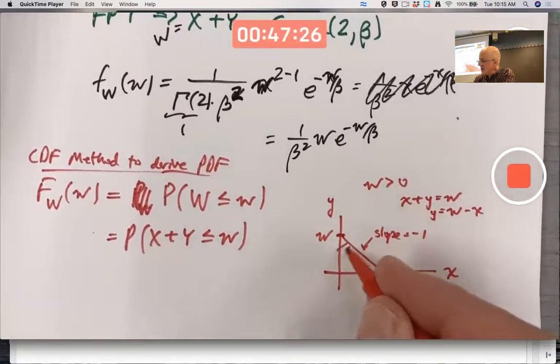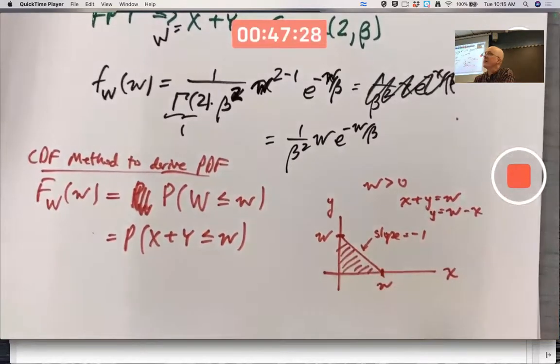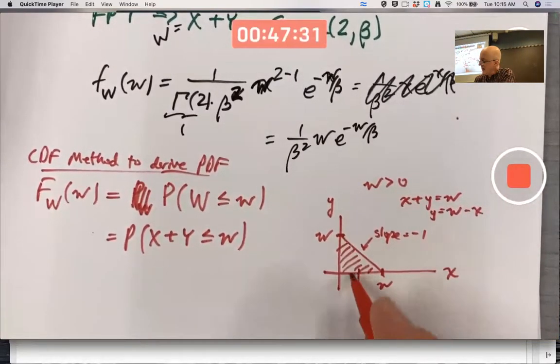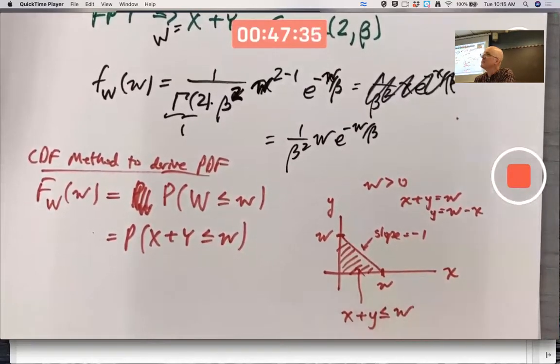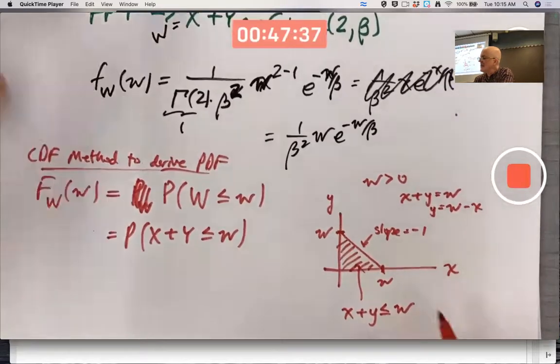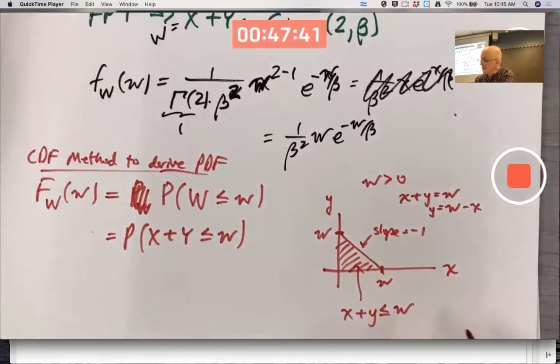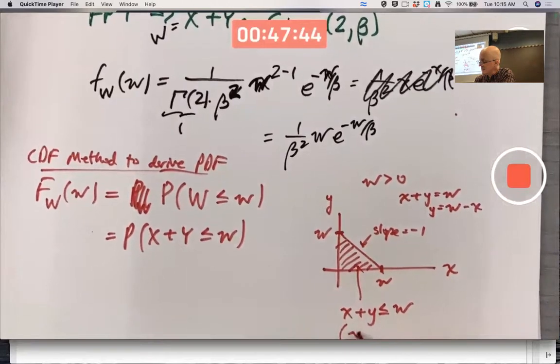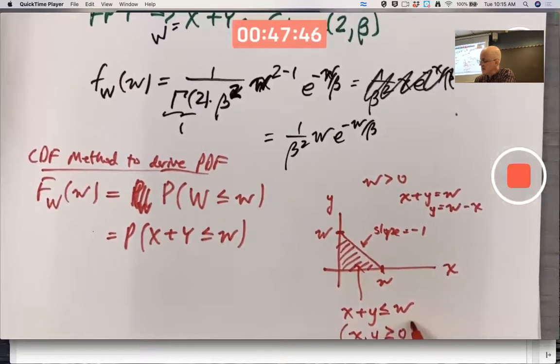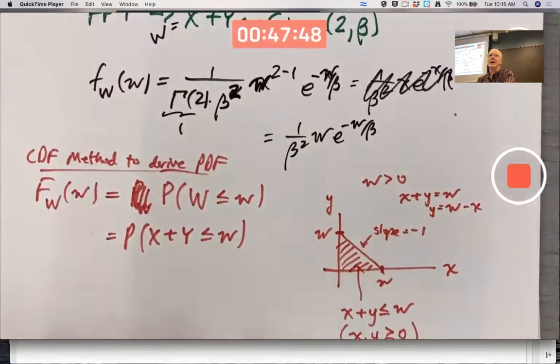And it's this region that I need to integrate over, because that's where x plus y is less than or equal to W. And I can stay in the first quadrant because x and y both need to be greater than or equal to 0 as well. So I don't have to go down into the other quadrants.